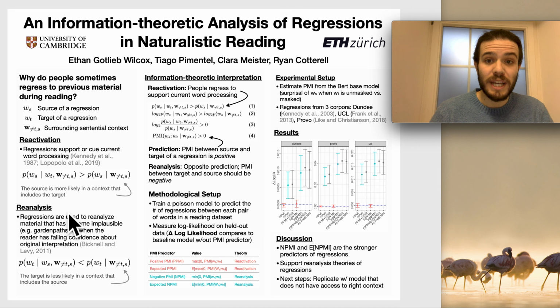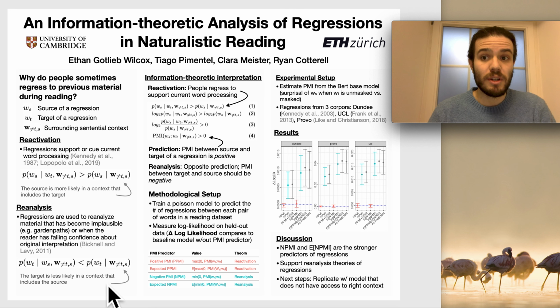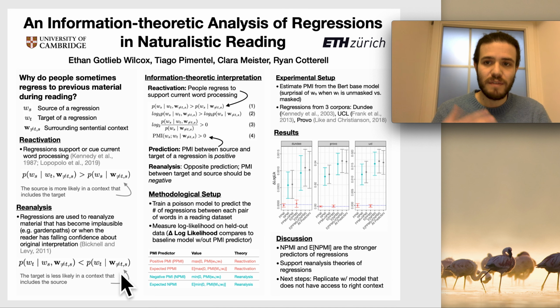We contrast this with the reanalysis approach, which says that regressions are used to reanalyze material that has become implausible or about which the reader has fallen in confidence. And we make the following probabilistic operationalization, which says that the probability of the target should be less in a context that includes the source than in a context that doesn't include the source. The idea here is that if the source causes a fall in confidence about the target, then the presence of the source should make the target less likely.